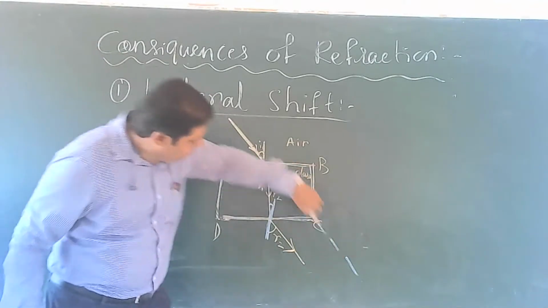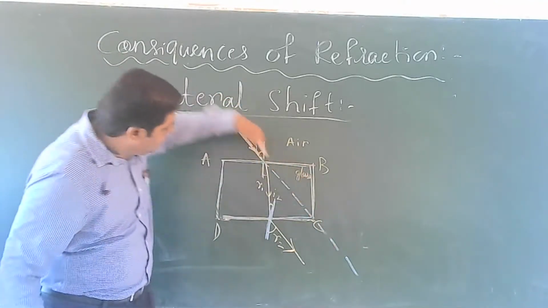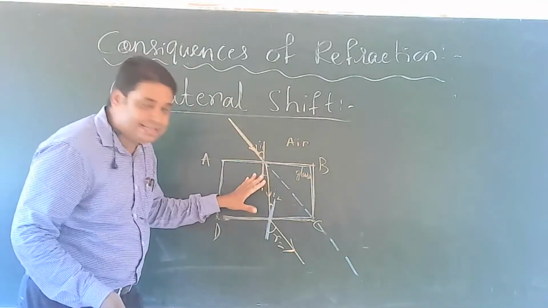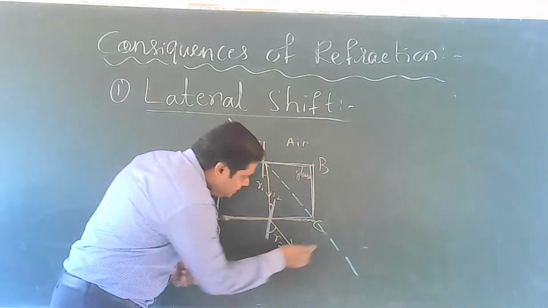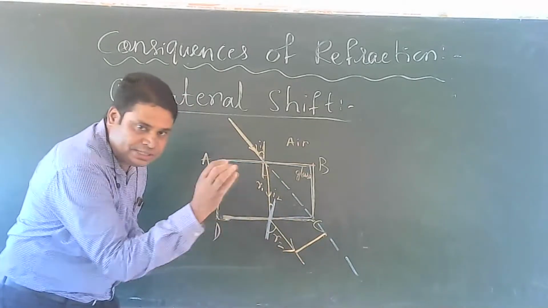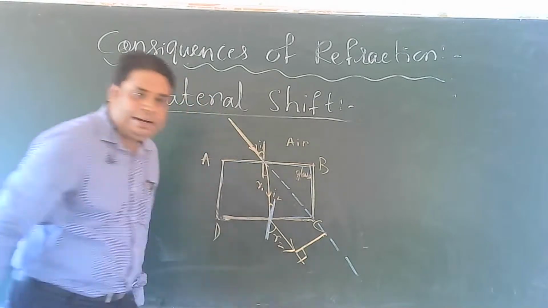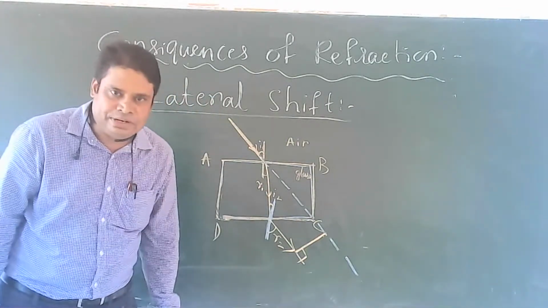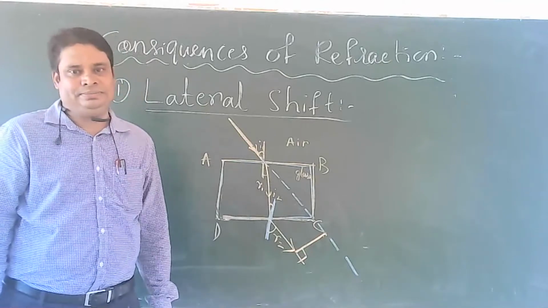The path taken by the incident ray in the absence of what? This glass slab. But due to the presence of this glass slab, there is some lateral shift. This perpendicular distance is called lateral shift.